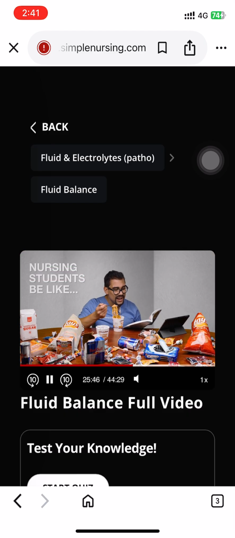Wait, so how exactly does sodium enter the body? I don't know. This electrolyte stuff's confusing.